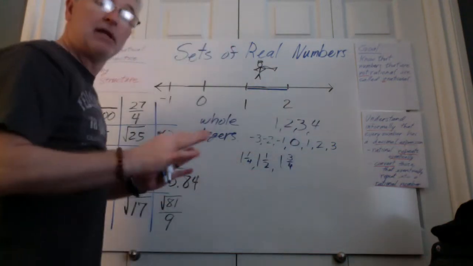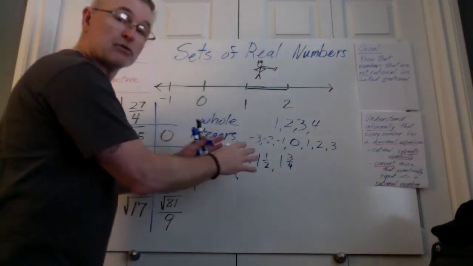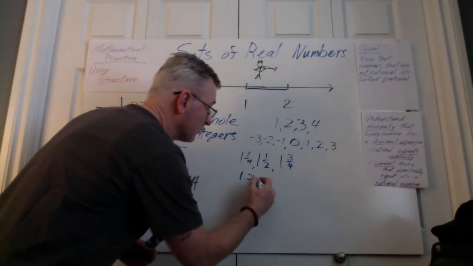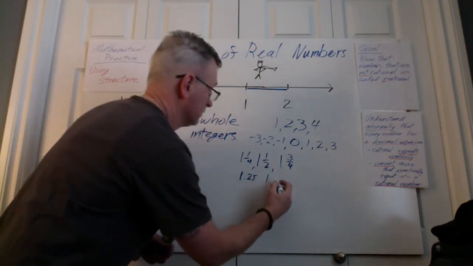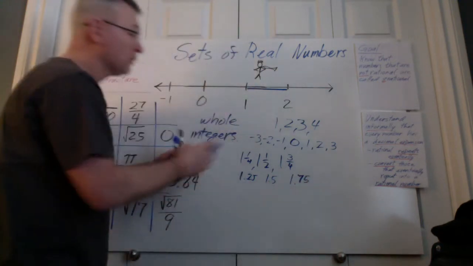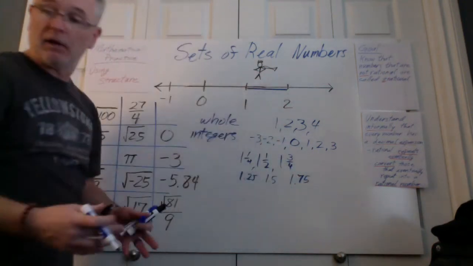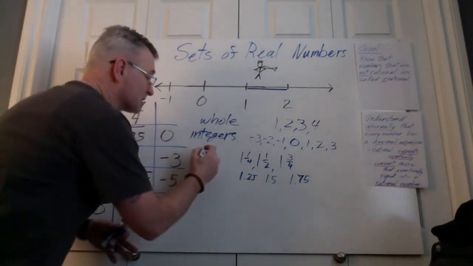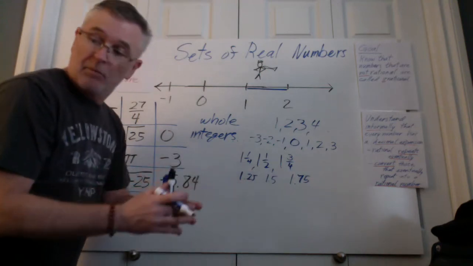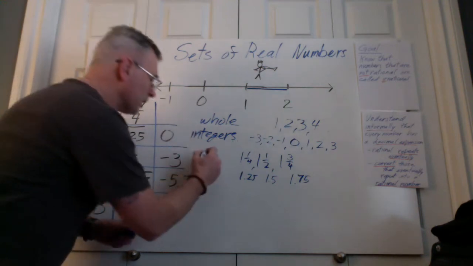In fact, there's an infinite number of fractional values that sit in here. Now, fractional values are also decimal. So this is 1.25, this is 1.5, and this is 1.75. So all of my fractional and all of my decimal pieces are all in here as well. So I'm going to refer to these things as my fractional pieces and my decimal pieces that end. But what I'm going to do is I'm going to call those my rational numbers.